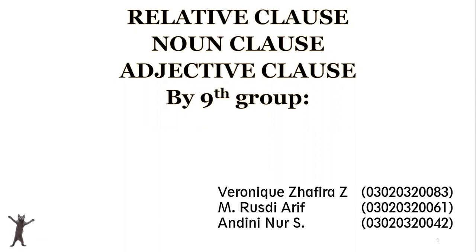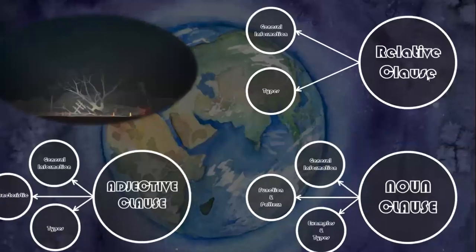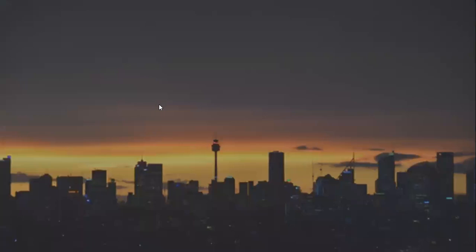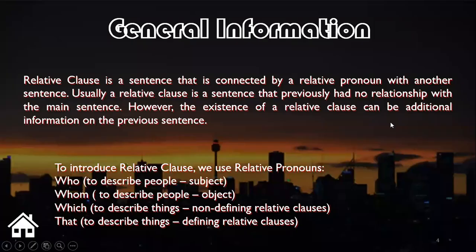We're going to explain about relative clause, noun clause, and adjective clause. Relative clause, please, Vero. Okay, thank you, Rusdi. So, relative clause is a sentence that is connected by a relative pronoun with another sentence.